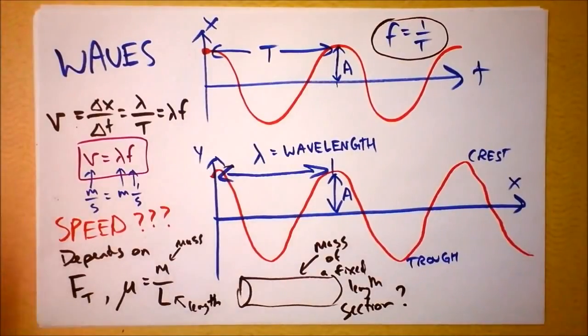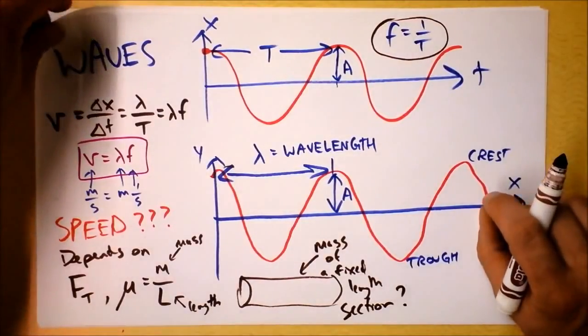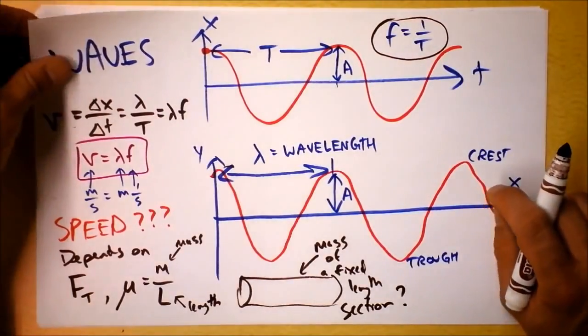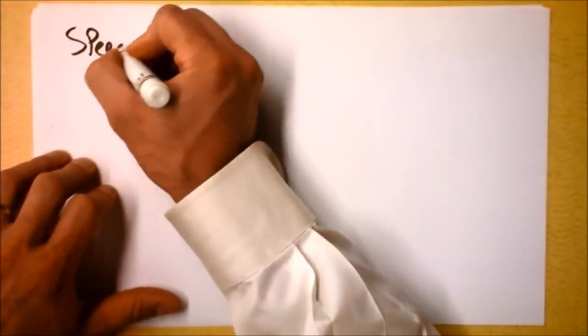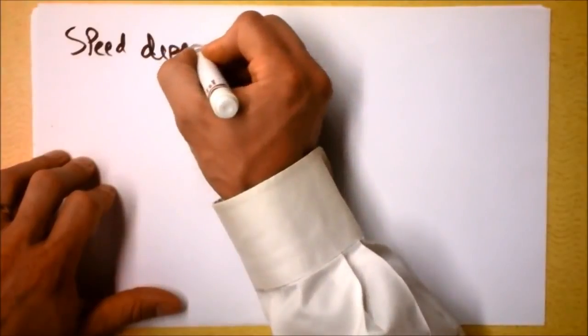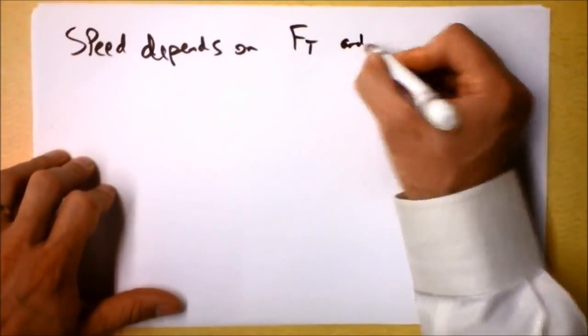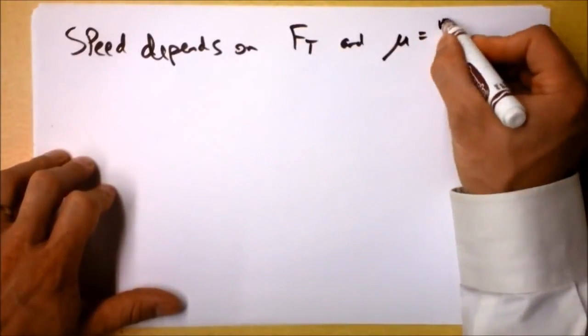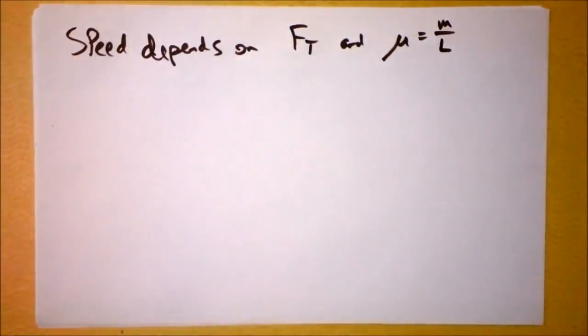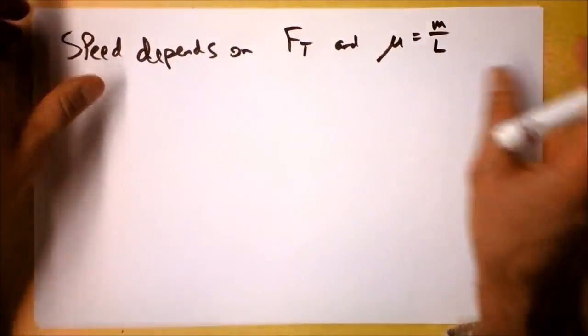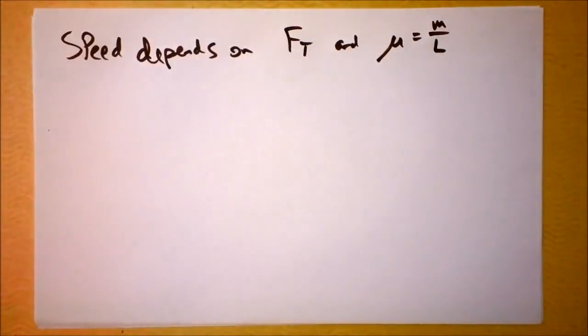All right, so let's try to figure out what speed is. And I'm going to do this in a fun method called dimensional analysis. So I'm saying speed depends on tension force and mu, which is mass per length, and I argue that we can find this by dimensional analysis alone. So let's set this up.